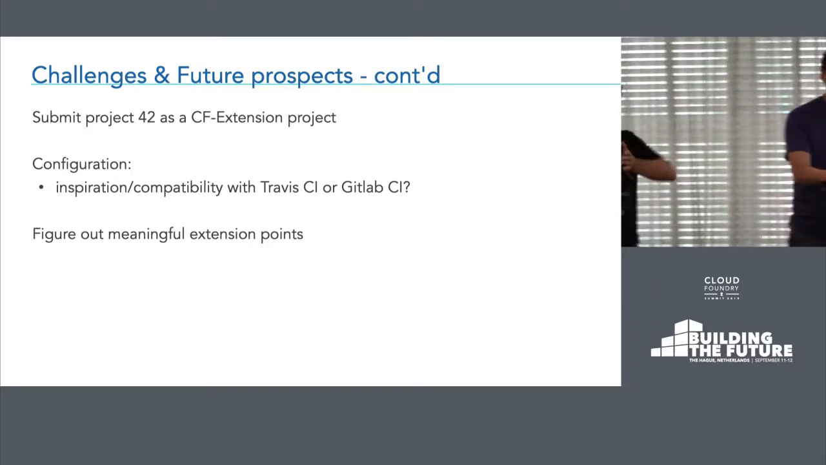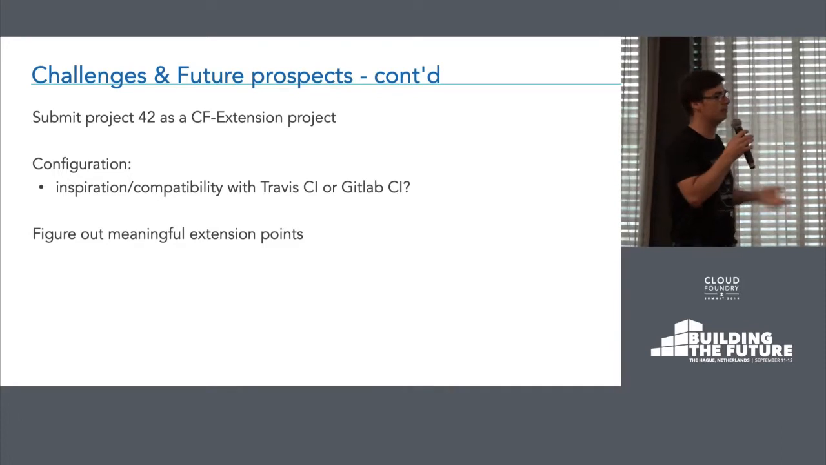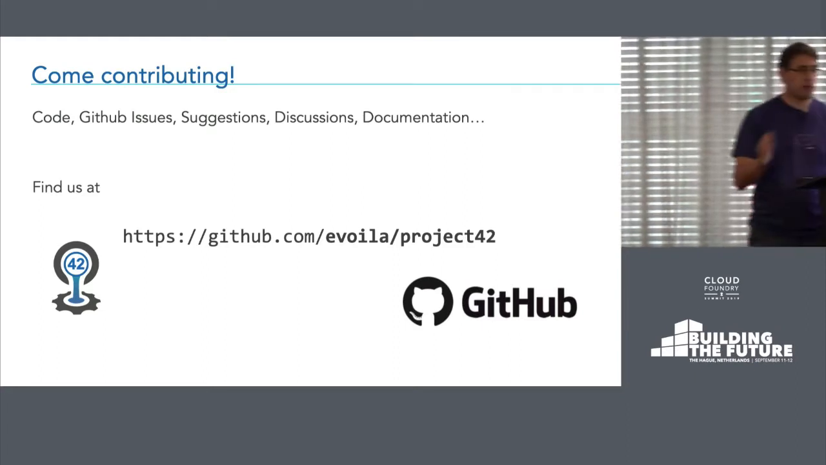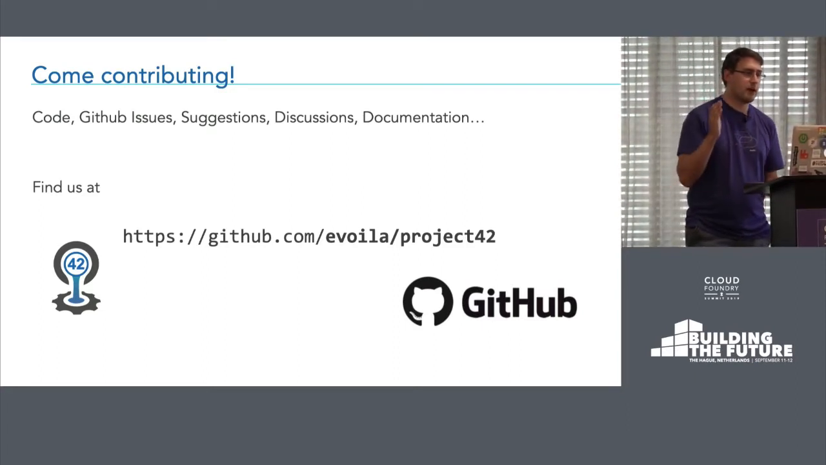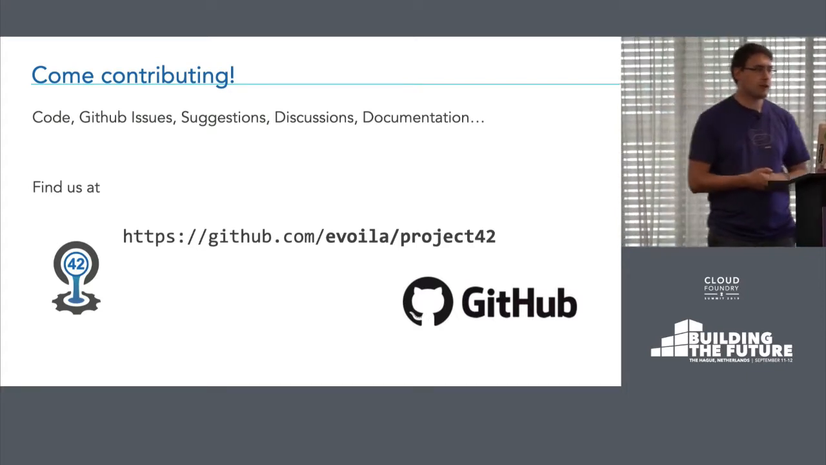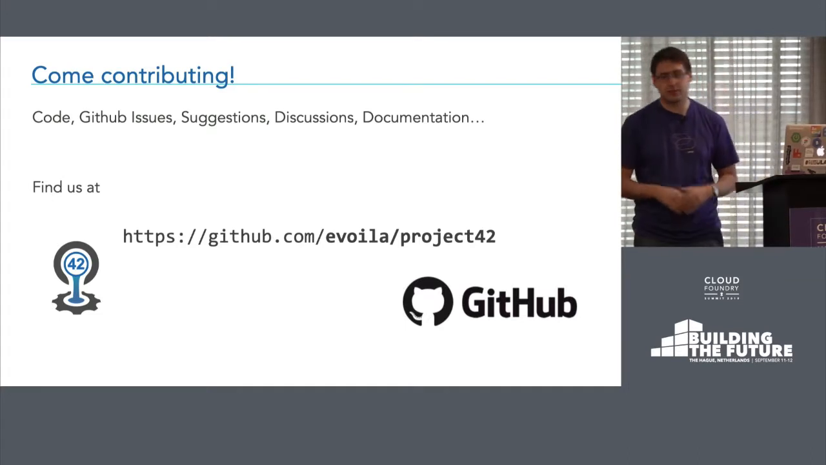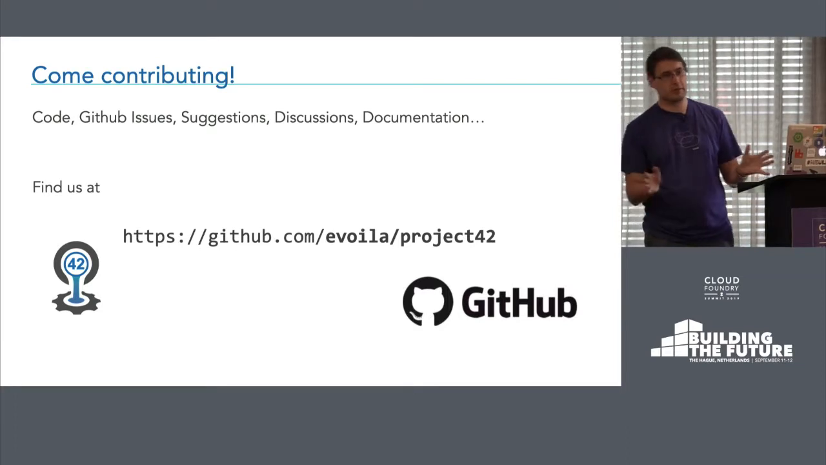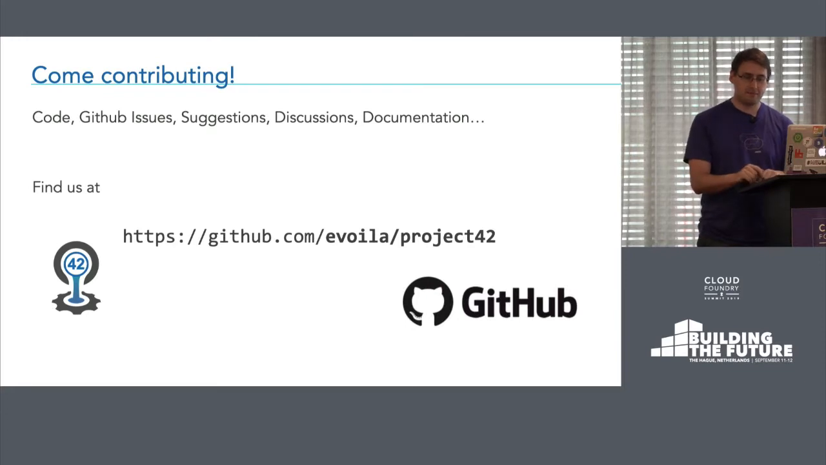Be opinionated, but at some point you need customization. Where that is, is the question. Based on user feedback, so it's important that you come and contribute to us. The code is on GitHub at the moment. We are happy if you provide code, GitHub issues, suggestions, discussions, documentation help. We are happy with all the stuff you can provide, because at the moment Project 42 is two people, not full time. So it's quite a way ahead for us. So we're happy for all of your contributions.